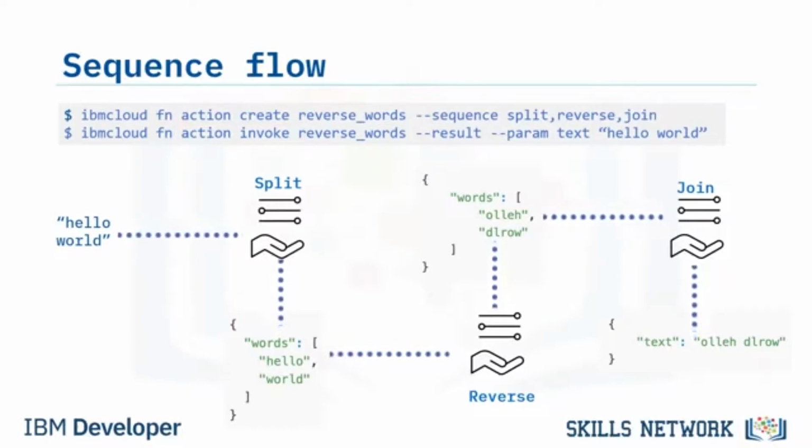But what does each step of this sequence look like? First, the hello world string is passed to the split action. The split action command slices the string into two words and outputs the result as a map that includes the two words. These two words are passed as input to the reverse action. The reverse action command transposes the characters in each word and outputs a map that includes both reversed words. Next, the output of reverse action is passed into the join action. The join action command concatenates those reversed words into a single string. Finally, this new string is the output of the entire sequence.